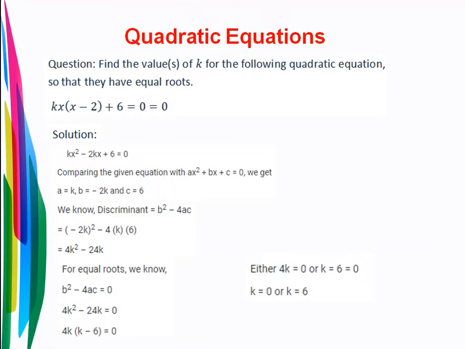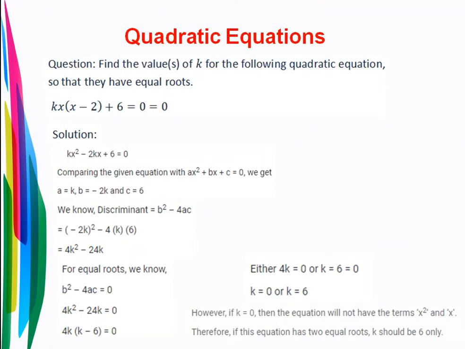But I told you earlier that k cannot take the value 0, because if k is equal to 0, then the given equation will not be a quadratic equation. So I am going to reject k equal to 0, and finally my answer is that the given equation will have equal roots only when k is equal to 6. We can have another type of question in that.